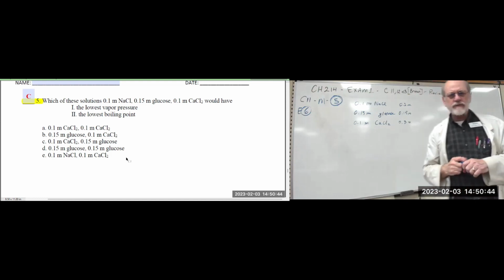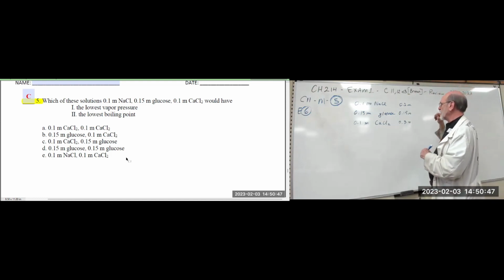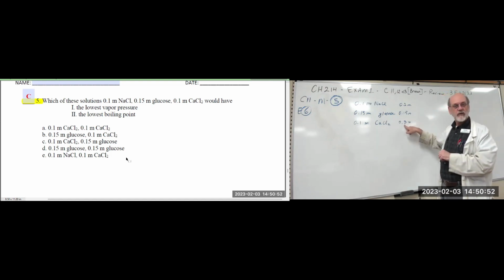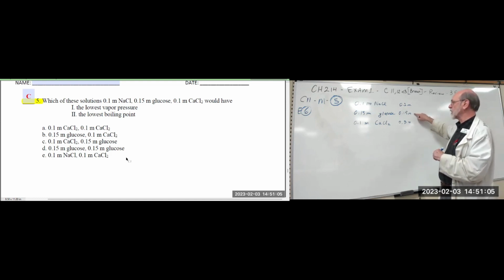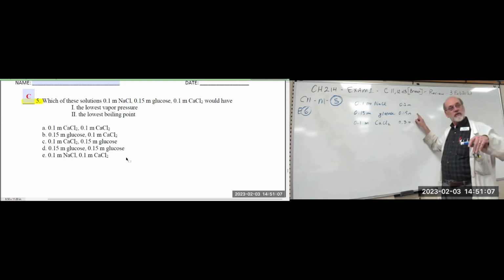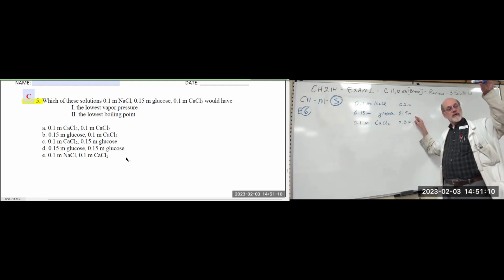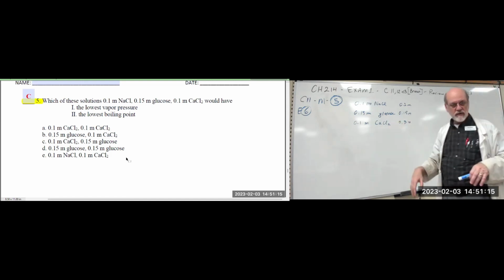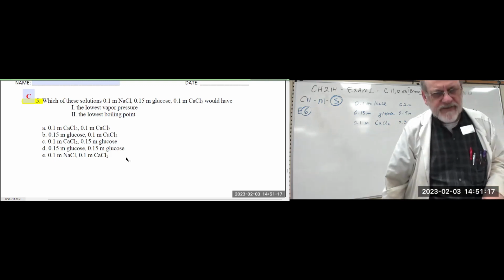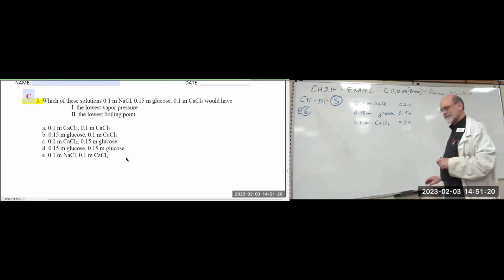So which one would have the lowest vapor pressure? The lowest vapor pressure would be the highest concentration, right here, calcium chloride. And the lowest boiling point would be the lowest concentration, glucose, because when you increase the concentration of solute, you increase the boiling point. So we want the lowest concentration. So it'd be calcium chloride, glucose, which is C. Okay.